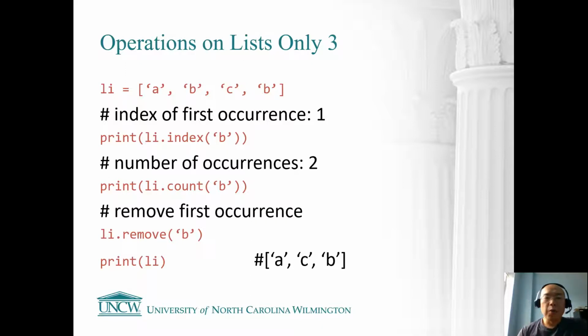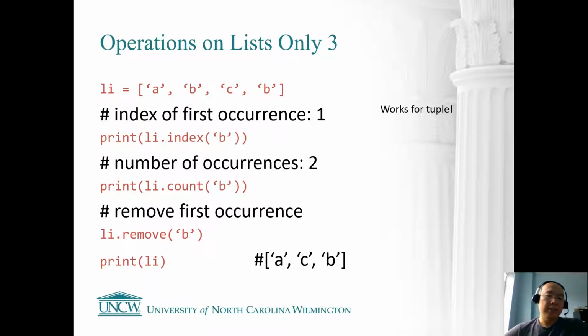We know that if we do dot index with a certain value, Python will show us the index of the first occurrence of such a value in the list. Can we do the same thing for tuples? The answer is okay, we can do that. Why? Because we are doing a search, and we are not making any in-place changes.